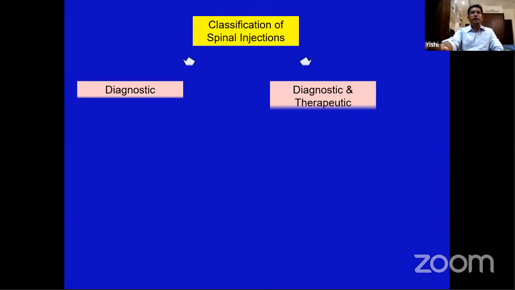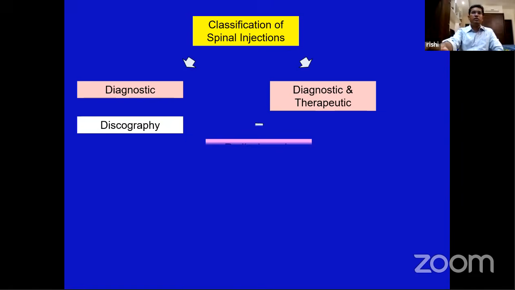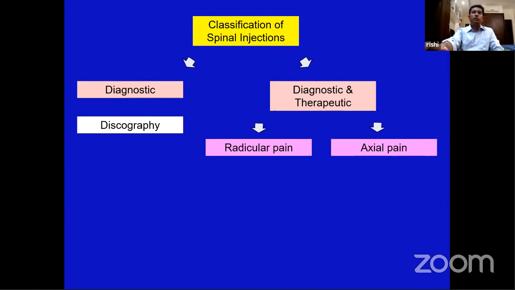So we can classify spinal injections broadly, as we discussed earlier, as diagnostic injections, and those injections which serve both diagnostic and therapeutic purposes. For diagnostic, the typical example is a discography. And among diagnostic and therapeutic injections, we have those given for pure radicular pain, what we call sciatica in common parlance, and those injections which are given for patients who present with axial pain.